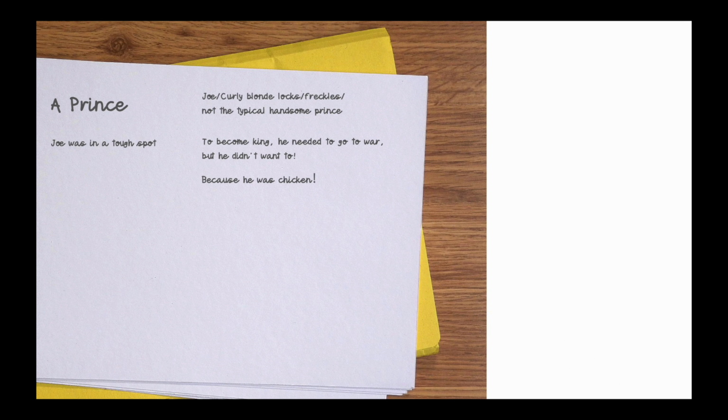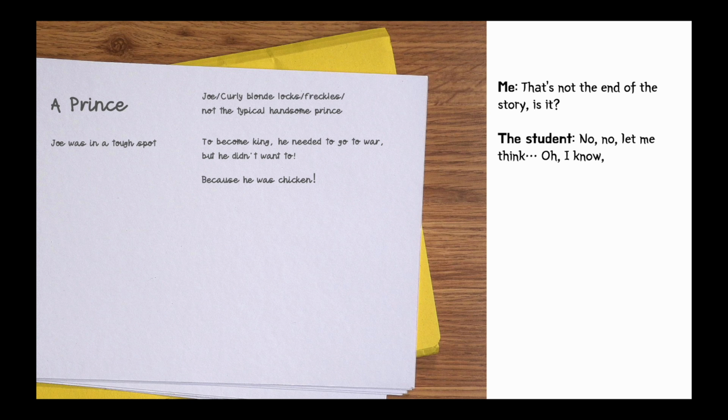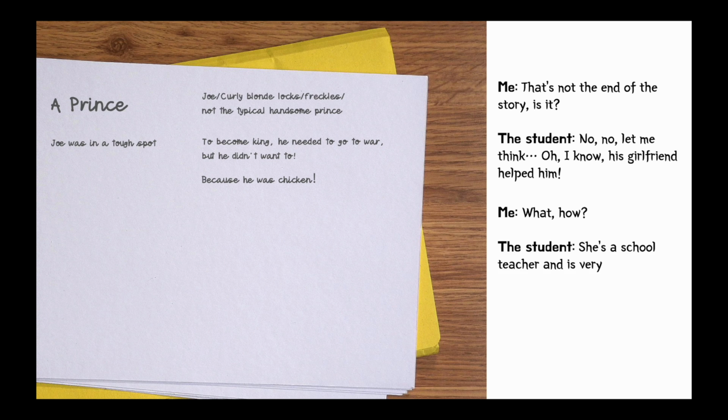I was pretty amazed with the story thus far. What appeared to be a typical fairy tale story just took a crazy turn. That's not the end of the story, is it? I asked. No, let me think, she said. Oh, I know. His girlfriend helped him. What? How? I asked. She said she's a school teacher and is very smart. She taught Joe how to be brave.